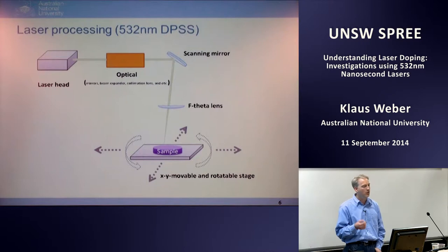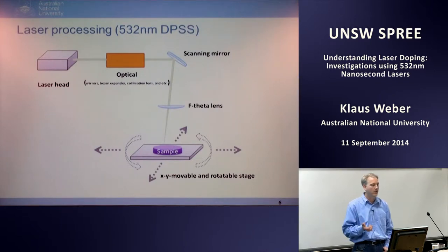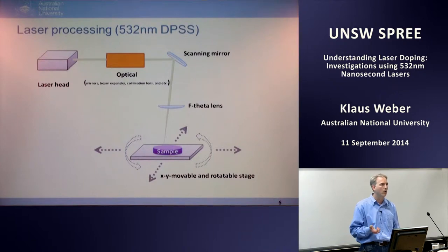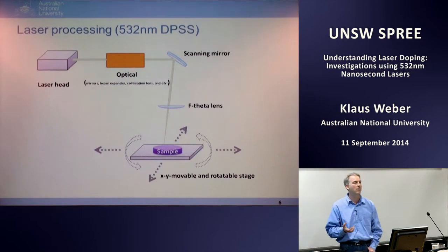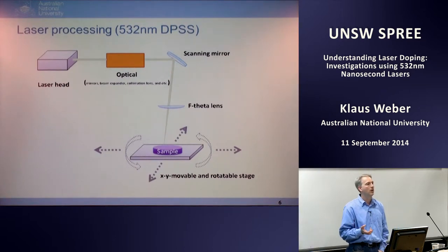And so this allows you to investigate the influence of the pulse length on the quality of the laser doped regions. Okay, the other thing that we have in here is some optical elements, and one of the optical elements that we incorporated for some of the experiments is a beam shaper, which allows us to change the Gaussian beam shape to other shapes, so we can have a look at that influence as well.